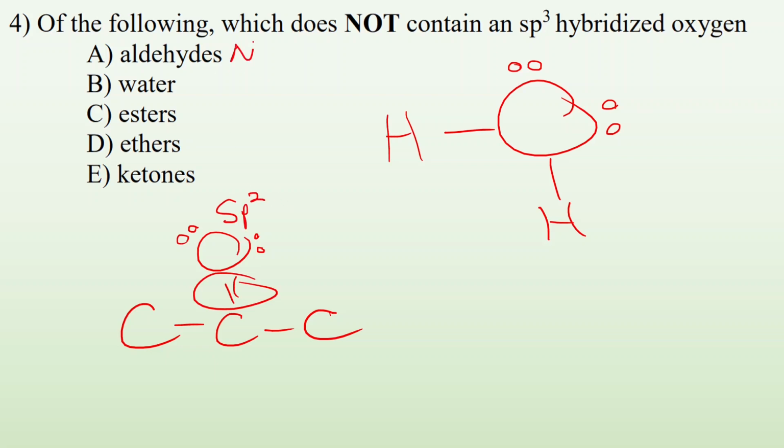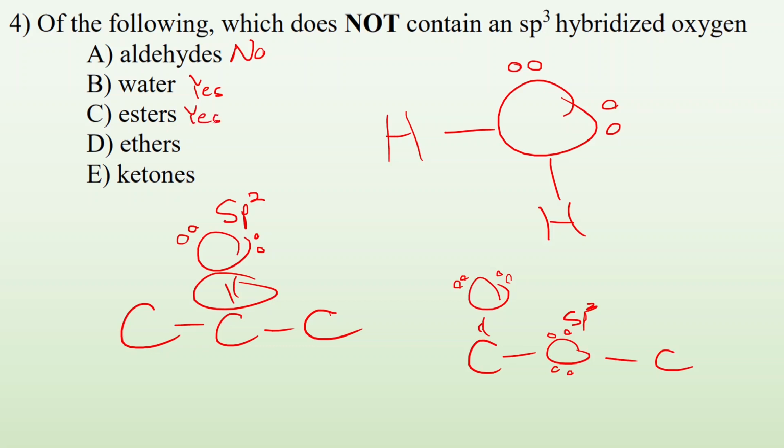So option A is looking pretty good, but let's check them out. Well, I just drew water. Water has 4 domains, so it has to be sp3. Esters, well, let's see, esters, you got that double bond O, which is sp2, but it also has that oxygen bonding to another carbon as well. So this one right here is sp3 hybridized.